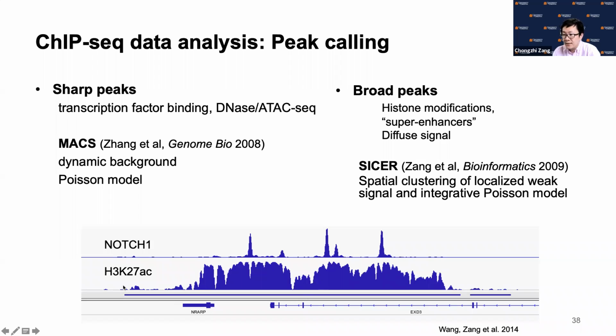So this is an example of a typical sharp peak and a typical broad peak. I would say most transcription factors form sharp peaks, and most histone modifications form broad peaks. And this is an example of the results of peak calling from SICER. As we can see, we can form a very broad peak from the data.